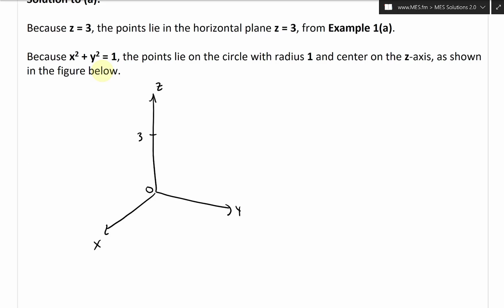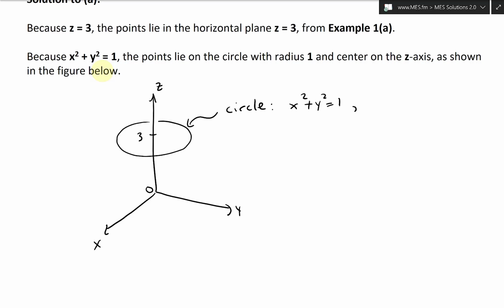And it's going to be behind this, so let's make this dashed. Let's try this one more time. All right, just have it like that. So this is going to be our circle. The equations are the circle x squared plus y squared equals 1, and z is equal to 3.